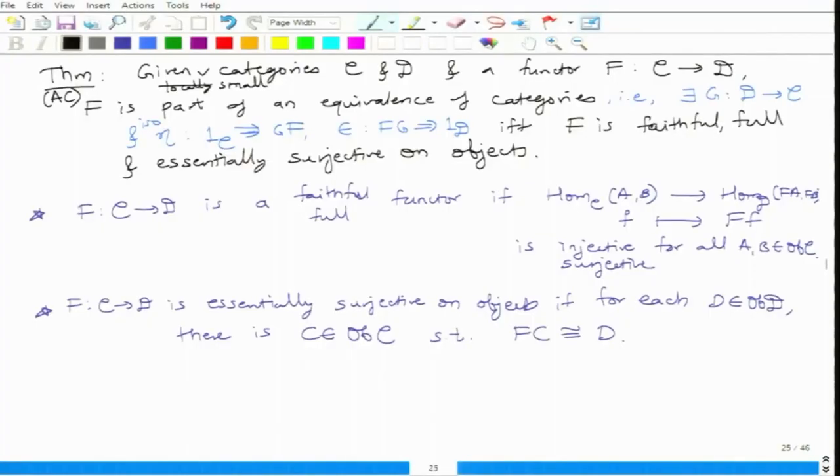Given small categories C and D, a functor is part of an equivalence, which means there exists the complete data of an equivalence of categories, if and only if that functor itself has some properties. The functor is fully faithful and essentially surjective on objects. What is the meaning of fully faithful? On hom sets, the functor induces a bijection. Essentially surjective on objects means that every object in the target category is isomorphic to something in the image. So basically the image of this functor intersects every isomorphism class in the target category. All these definitions are written, and we are going to prove this theorem now.